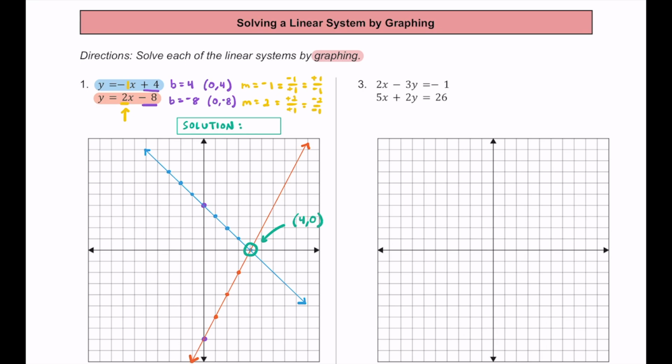So the ordered pair, or the point where the two linear equations intersect each other, is what we call our solution. This is the only ordered pair that would work for both of these linear equations.